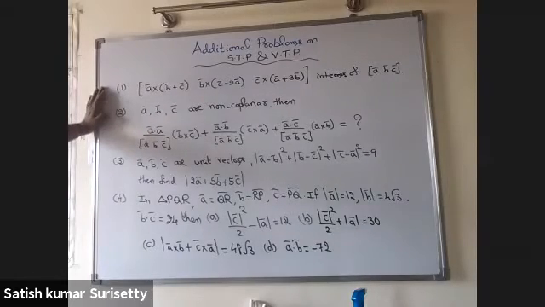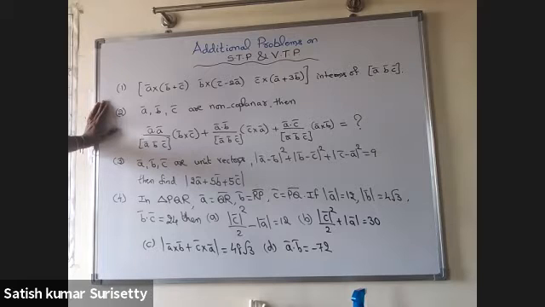Second, if a bar, b bar, c bar are non-coplanar, then a bar dot a bar upon scalar triple product of a bar, b bar, c bar into b cross c, plus a dot b upon scalar triple product of a, b, c into c cross a, plus a bar dot c bar upon scalar triple product of a, b, c into a bar cross b bar.